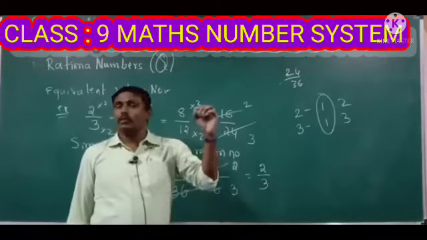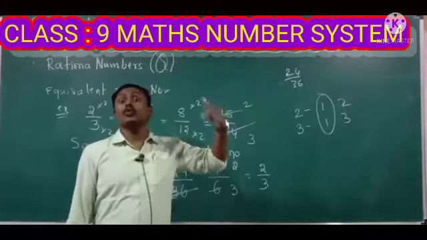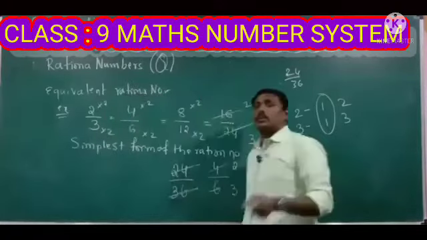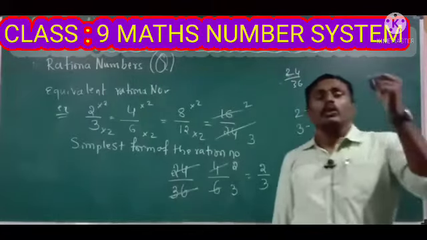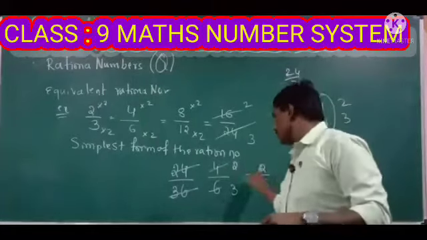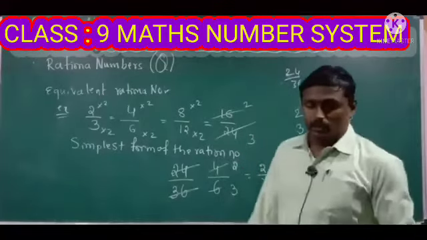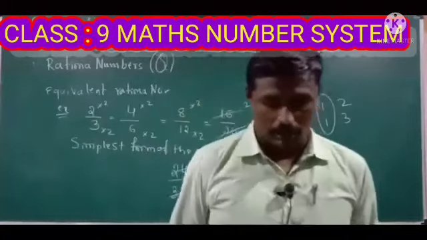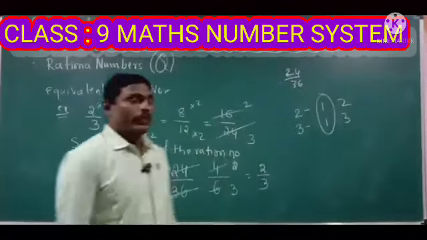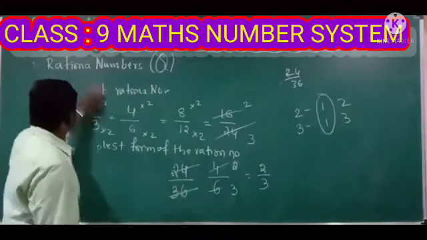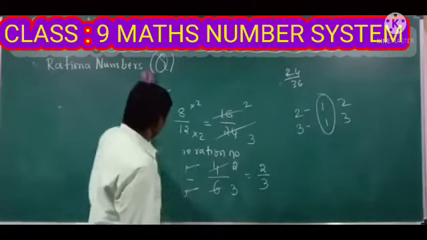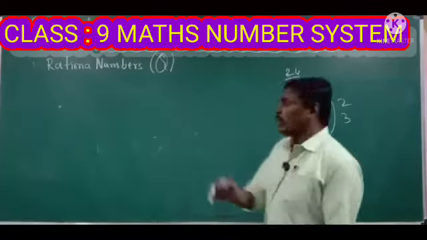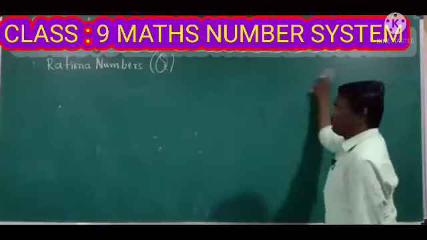The rational number is in the form of P by Q, no? P and Q are two co-prime numbers. All co-prime numbers have only one common factor, that is 1 only, right? So this is one more property of the rational numbers. Next one, some more properties are there. If you are adding two rational numbers, we get a rational number again.